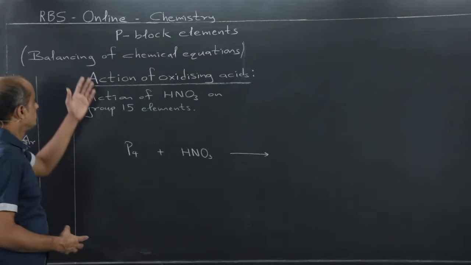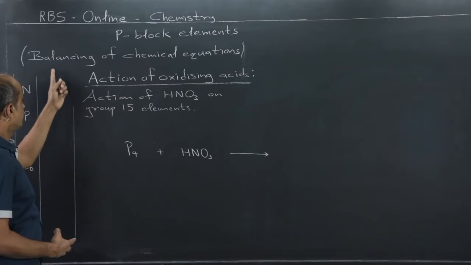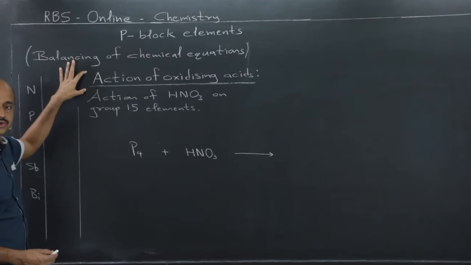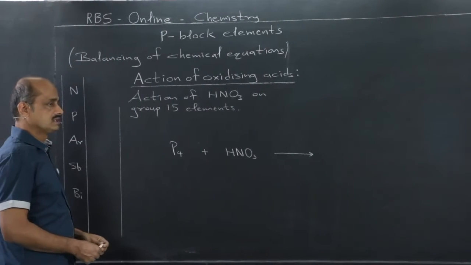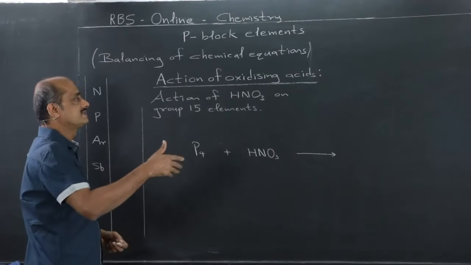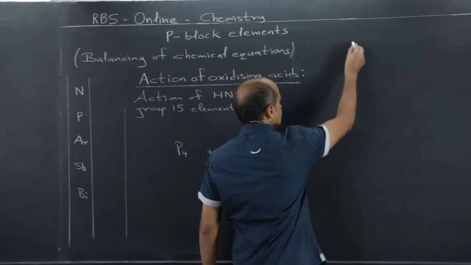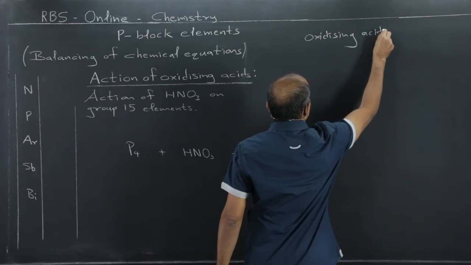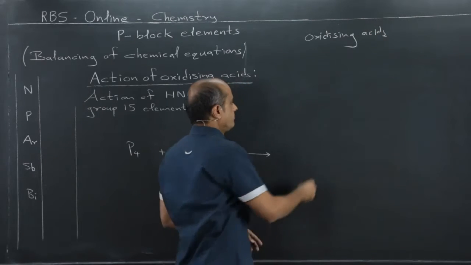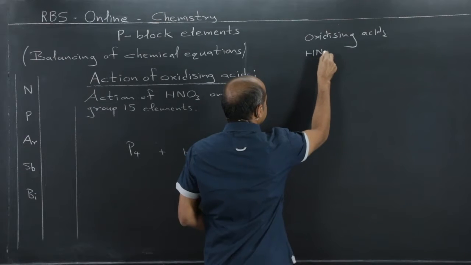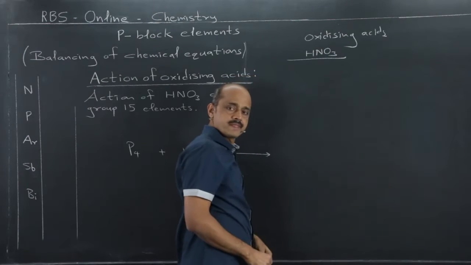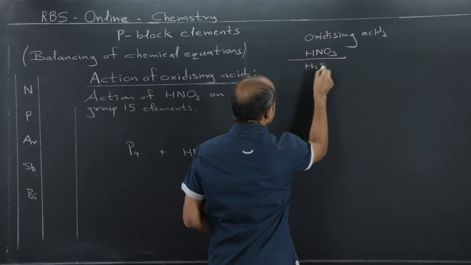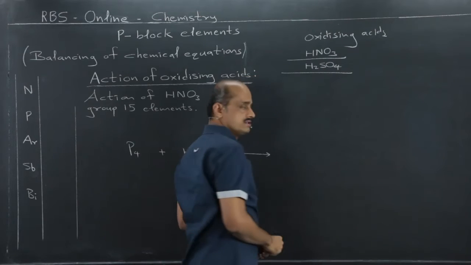So, P block elements, the topic, and under that balancing of chemical equations. We will start with action of oxidizing acids. Now, again, the basic terminology, oxidizing acids. Here in this topic, we are going to use nitric acid HNO3 as oxidizing acid, and sulfuric acid, concentrated H2SO4, as oxidizing acids.